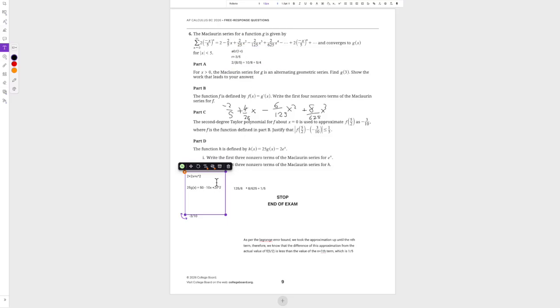And all you have to do now is subtract these terms. So we're going to do 48 and minus 10x is minus 12x plus x squared. And that's it. These are the first three non-zero terms in the Maclaurin series for h. Because this is the Maclaurin series for g, this is the Maclaurin series for 2e to the x. And that's all you have to do.